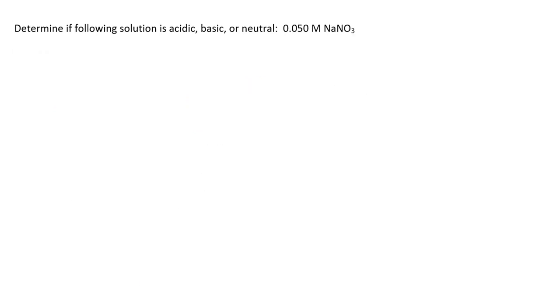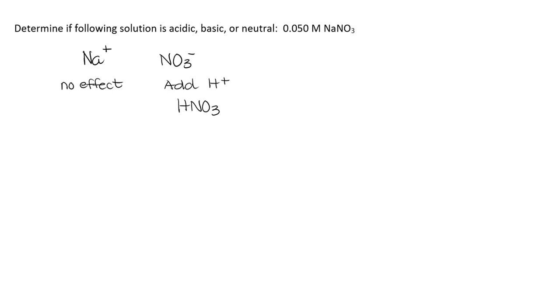In our next example, we will write down our cation, which is sodium, and our anion, which is nitrate. Sodium will have no effect. There's no hydrogen to remove to form a conjugate base, and it's not a Lewis acid. Nitrate, you might think, okay, I can add an H+. So let's just look at that. If you add an H+ to the anion formula, we end up with HNO3.